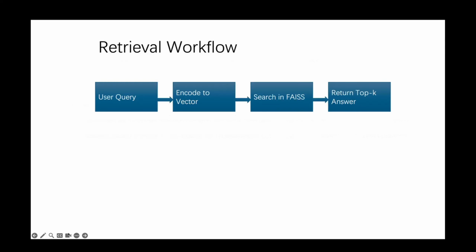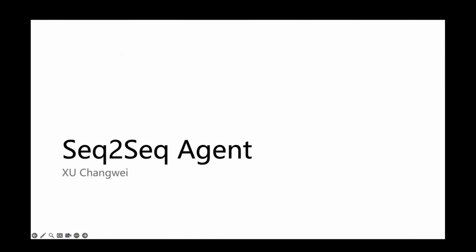Finally, about the retrieval workflow: when a user submits a query, it is first encoded into a vector. This vector is searched against the FAISS index to find the nearest neighbors. The system retrieves the top-k most similar questions and returns the corresponding answer. This pipeline ensures rapid, scalable, and semantically meaningful retrieval, with response times typically under 1 second.